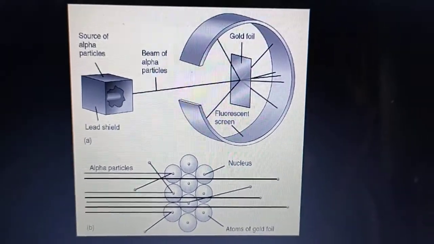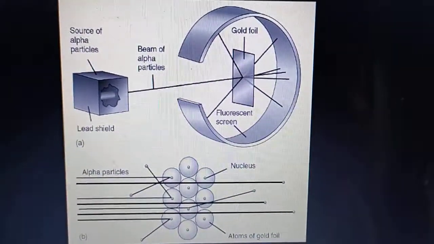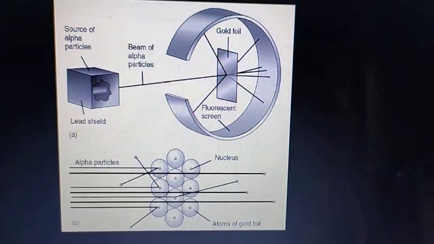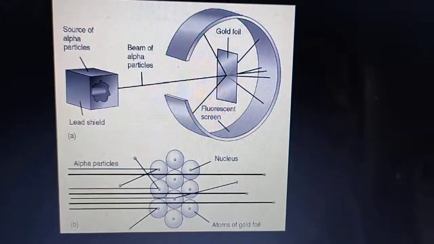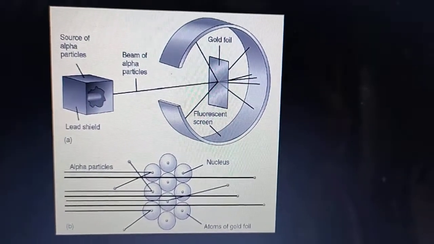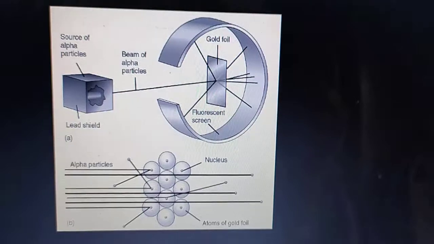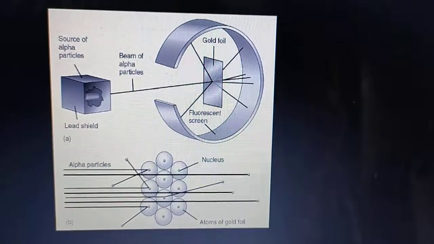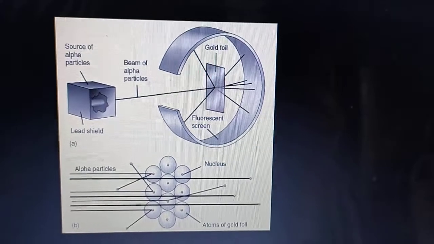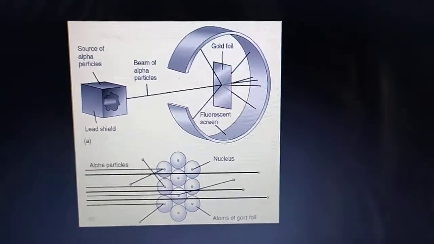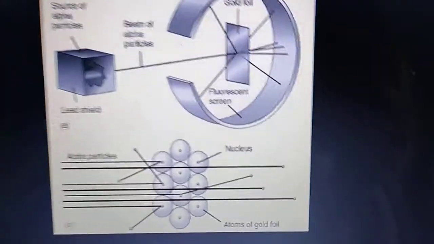Hello, good morning students. So again today we are going to discuss two topics, that is Rutherford model of the atom and Bohr's model of the atom. We are going to revise this because this is the portion of your second internal assessment test. These are the two important topics, so we will discuss them here.